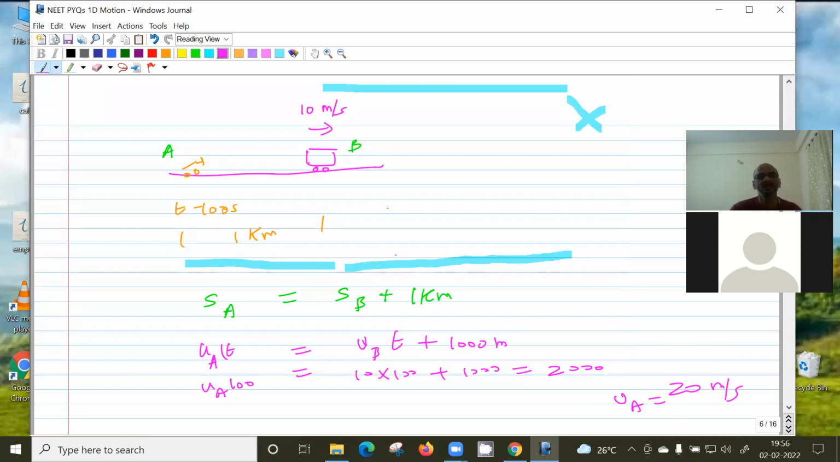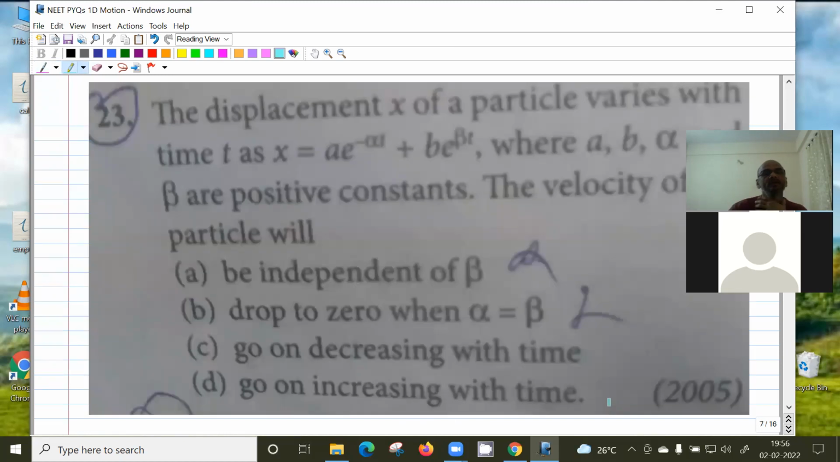So you got to know both are starting at the same time. The only difference is the extra distance. The scooter is behind the bus, so it has to travel the extra distance of 1 kilometer. So this is the main step. And the time is the same. Is it clear? Yes, sir. Okay. This one.